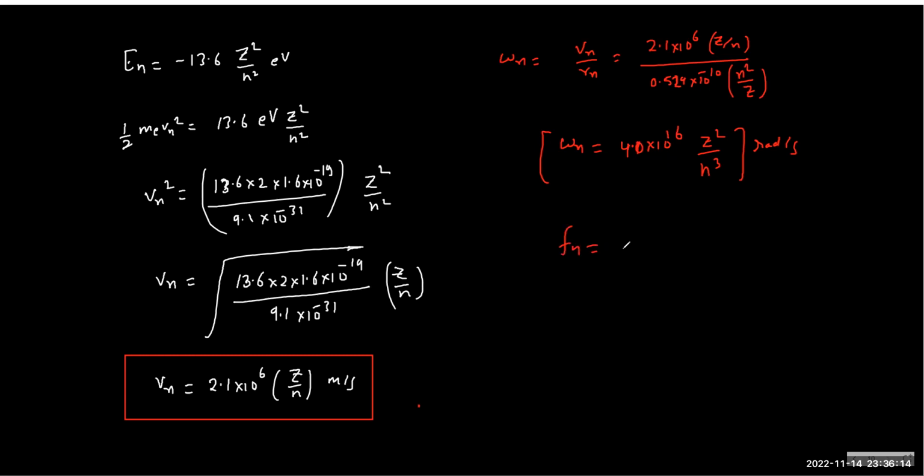So the frequency of the nth orbit will be omega n/2π. So 4 by 6.28. How much, guys? Okay, so this turns out to be 6.3 into 10⁻¹⁵ hertz. So we got all the answers: frequency, omega, Vn, Rn, and everything else. If you know this way, then this is helpful.